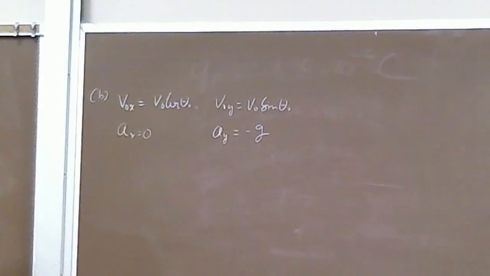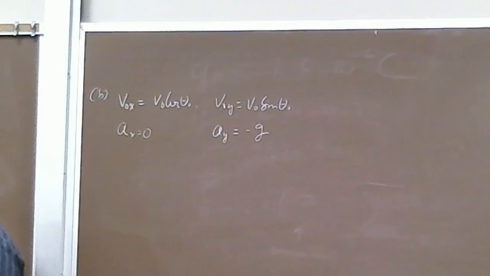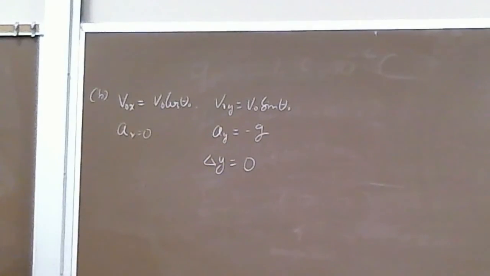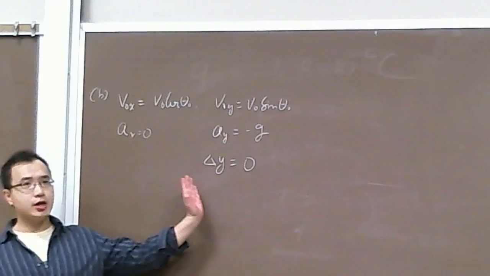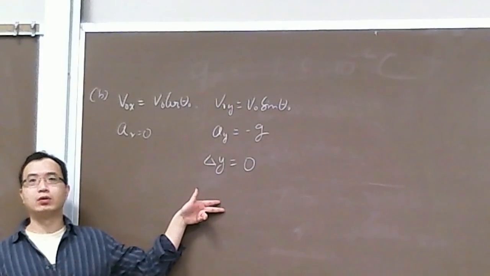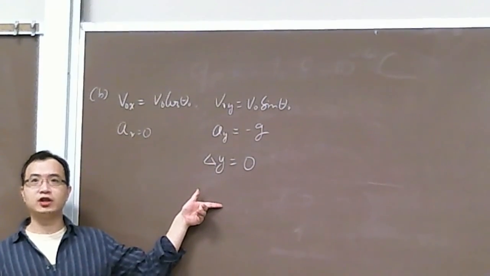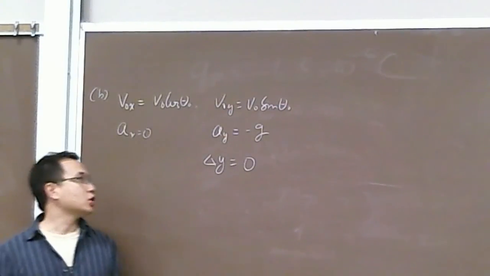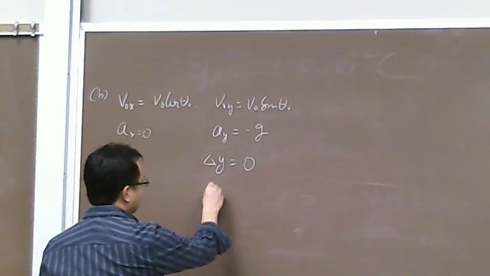So what do we know about our final point? If we have some motion from the ground to the ground, delta y is 0. Delta y equals 0. Can you see that? From ground to ground, the height difference is 0. So this is the condition for part B to characterize our ending point, a different ending point. Any question here? So of course, then you can calculate time.